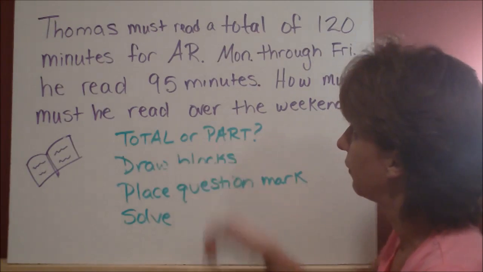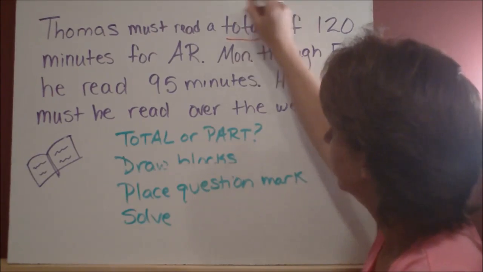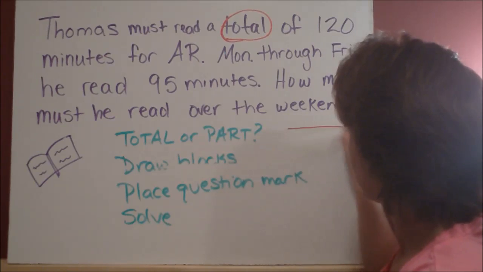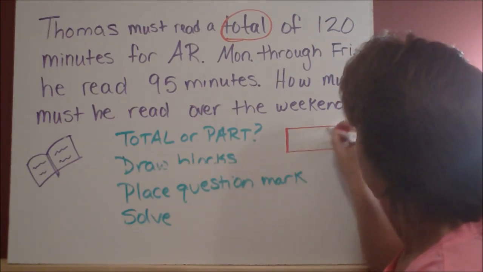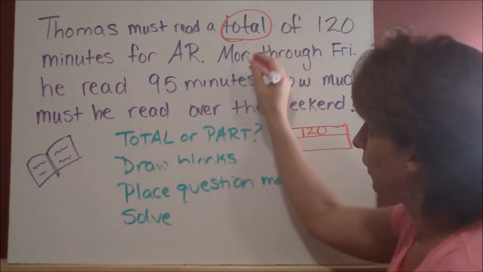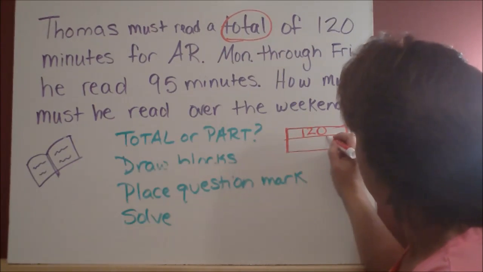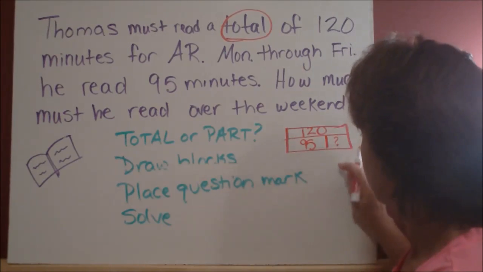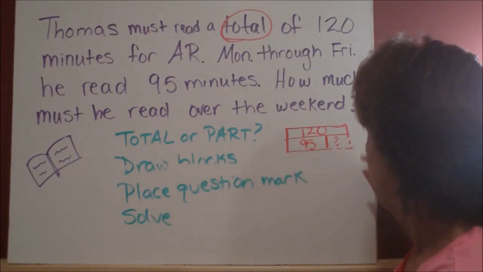Do I know the total? Well, this word is a clue that I do know the total. So I'm going to draw my blocks, and in my total box, I'm going to write 120. This is what he must read. Monday through Friday is 95. What is this? This is the unknown.